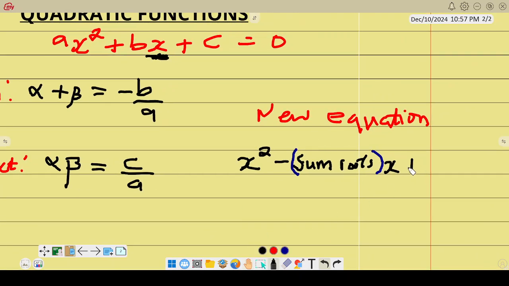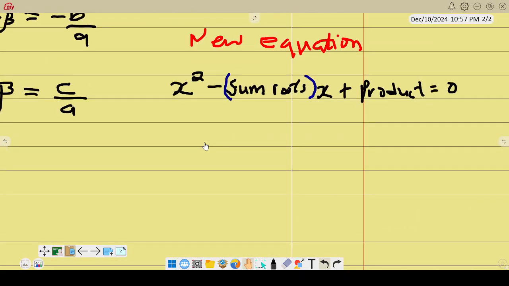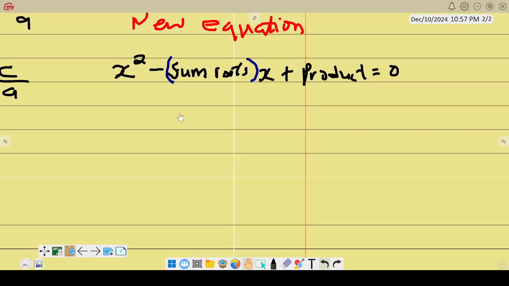Pay attention. So x squared minus the sum of new roots, and then plus the product of the new roots is equal to 0. Okay, so then you are done. You're basically done. It's very easy. But I don't want to tell a lot of stories.